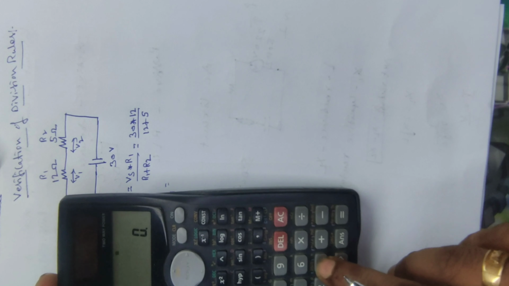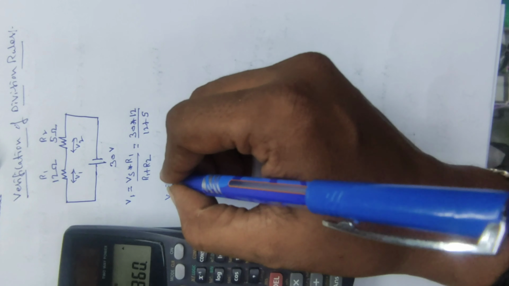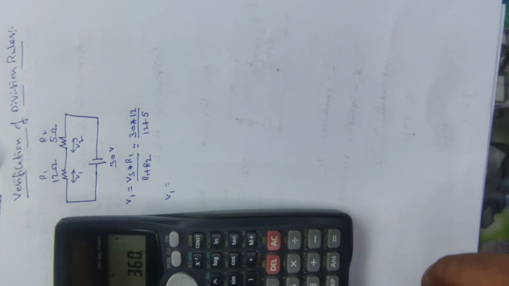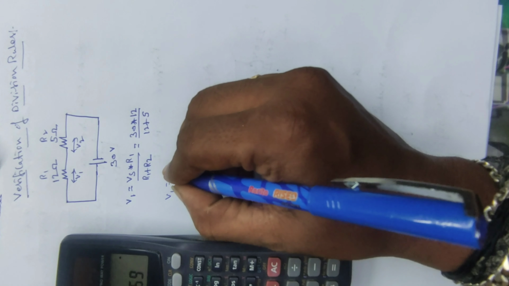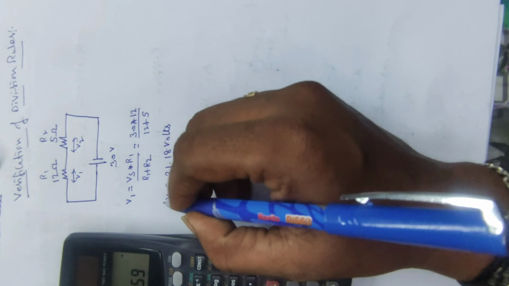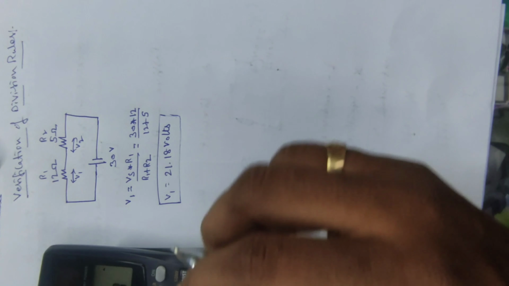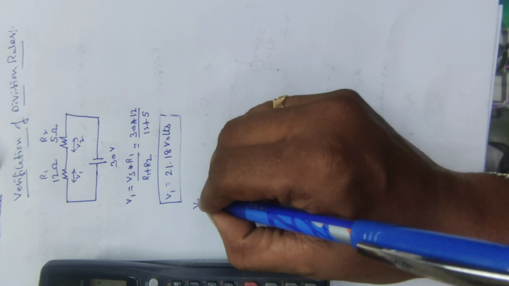Using the calculator, we determine that 360 divided by 17 will give 21.18 volts. This is one way of getting V1. Now we are going to get V2.